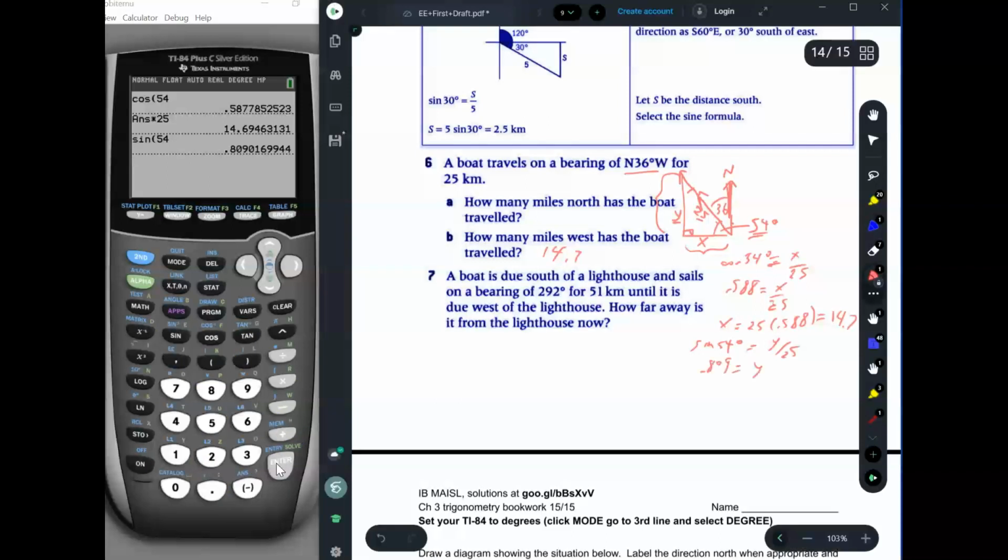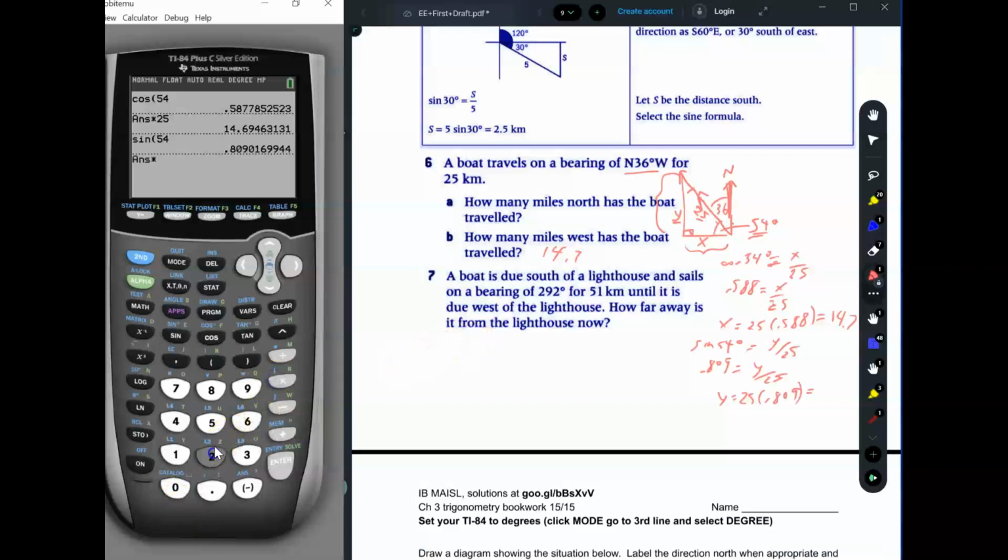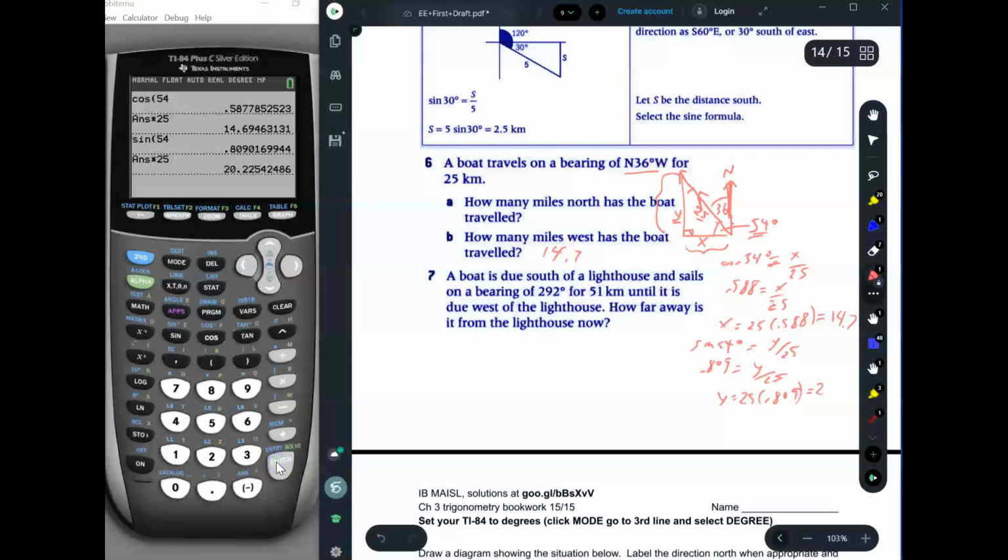0.809 equals y divided by 25. So y is equal to 25 times 0.809, which is equal to 20.2. Okay, 20.2. So we know that the answer to part A is 20.2 because that's the y component, which is going north. So they said how many miles north? We found the opposite side of the right triangle. How many miles west? We found the adjacent part of the right triangle.